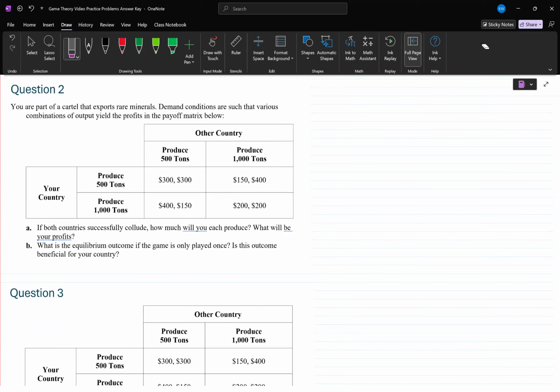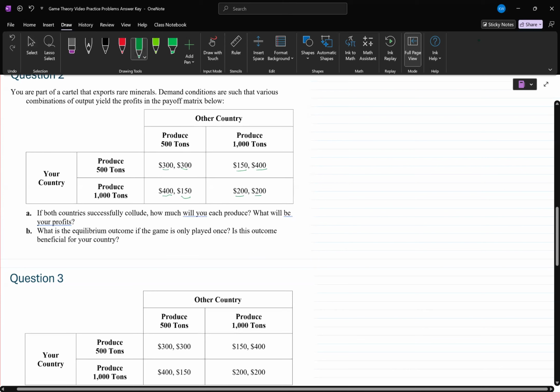If we cooperate and collude with this other country, and only produce 500 tons, we both earn $300 million of profit. If instead one of us cheats, like let's say I cheat and produce 1,000 tons while the other country produces 500, I get 400 million in profit, and my partner in this cartel only gets 150 million. If I cooperate and my partner cheats, they get 400 million and I get 150. And then if we both cheat, we each get 200 million. Okay, so that's how that game plays out.